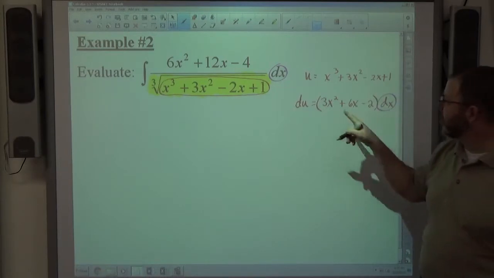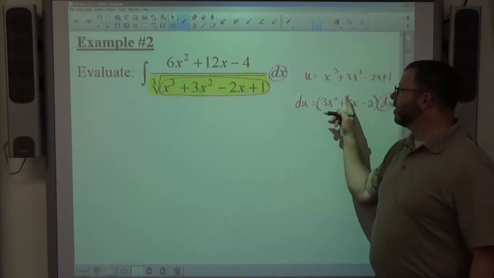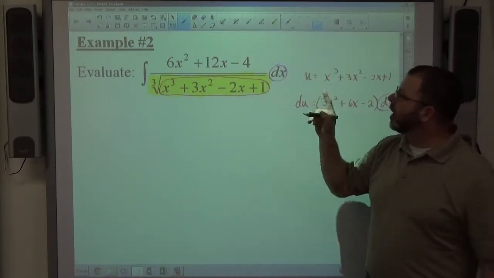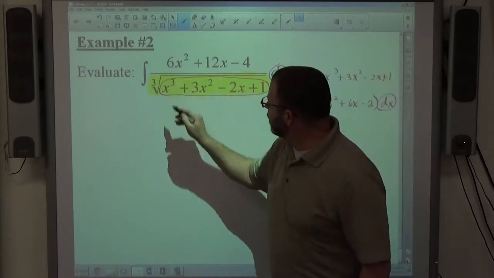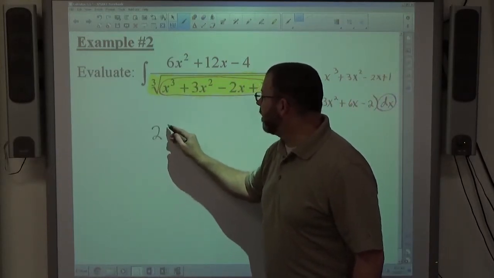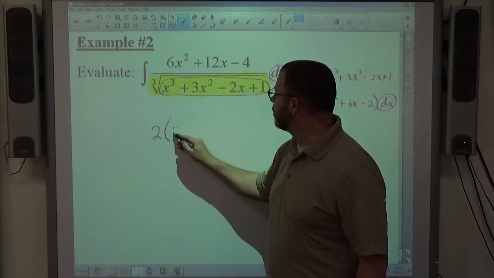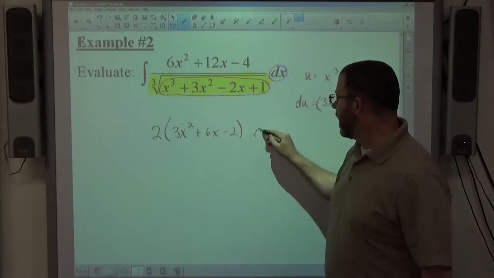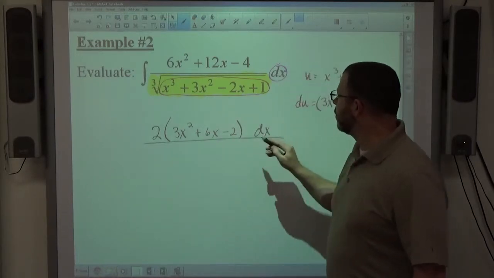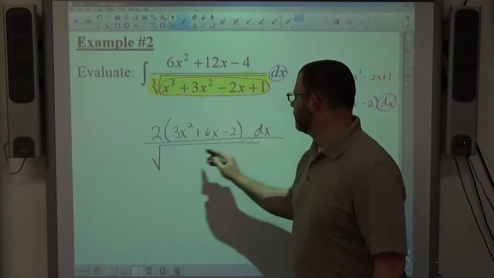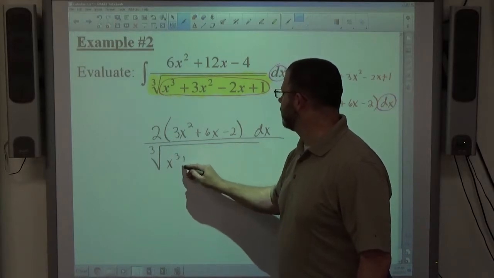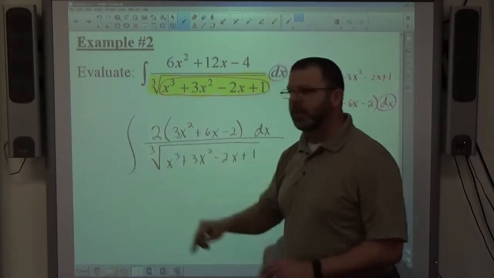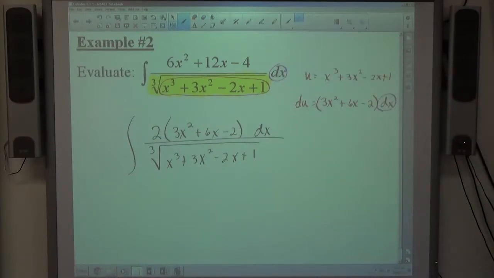But notice each of the numbers. 3 is half as big as it's supposed to be, 6 is half as big as it's supposed to be, and negative 2 is half as big as it's supposed to be, right? So take a look at this top expression. If I rewrite this, would everybody agree if I factor the 2 out of that, I'm going to get 2 times 3x squared plus 6x minus 2. The dx we can put on top, all over the cube root of x cubed plus 3x squared minus 2x plus 1. That problem's equivalent to what we have, right?